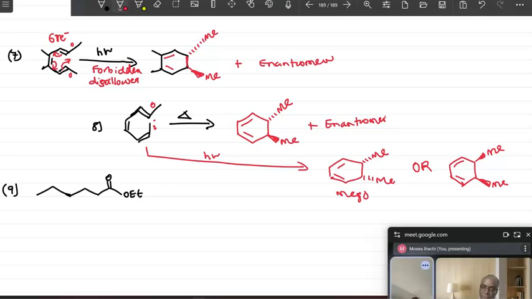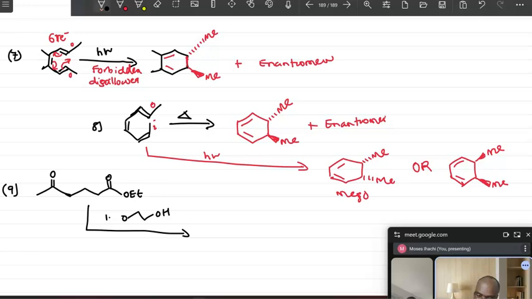I'll have to do the next one. So this next one, I want you to follow this sequence. Am I going to use that as a protecting group? Yeah. No, I don't want that.